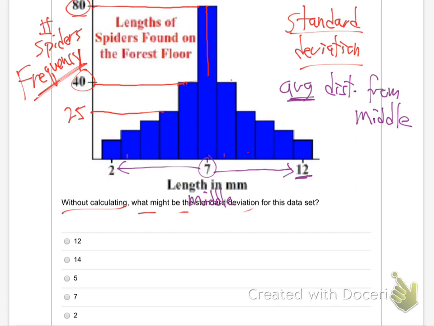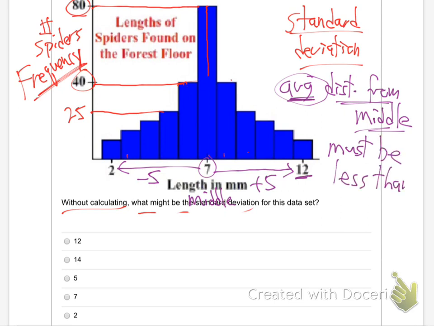How much bigger is he than the average spider? He's 5 millimeters. He's 5 off the middle, isn't he? And the smallest spider, same thing, 5 below the middle. So the most extreme spiders, furthest spread out from the middle, are 5 away. So the average distance from the middle, the average must be less than 5. Right? Because the furthest any of them are away from the middle is 5. So the average distance, whatever it is, standard deviation, must be less than 5.